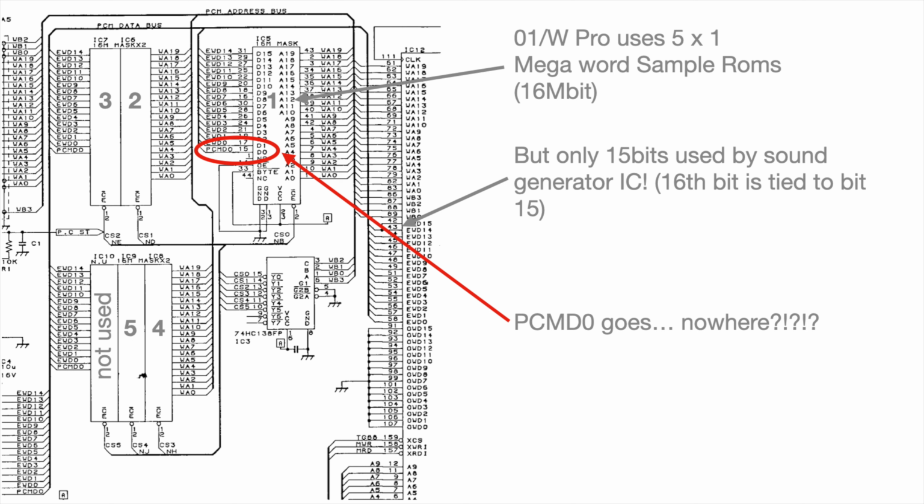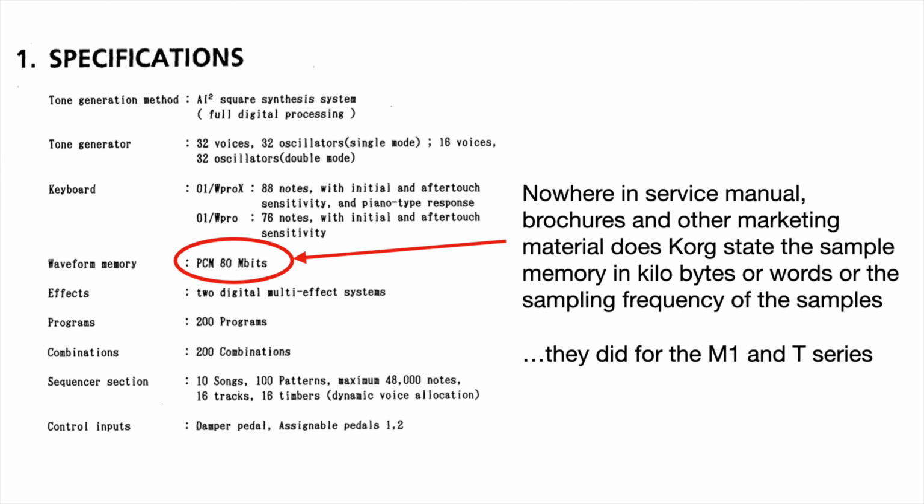So actually only 5 megawords times 15 bits is 75 megabits of samples are used instead of the proclaimed 80 megabits. And also nowhere in the service manual, brochures or other marketing material does Korg state the sample memory in kilobytes or words, the bit width of the samples or the sampling frequency. It's always 18 megabits or 46 megabits for the 01W. They did this, however, for the M1 and T series.